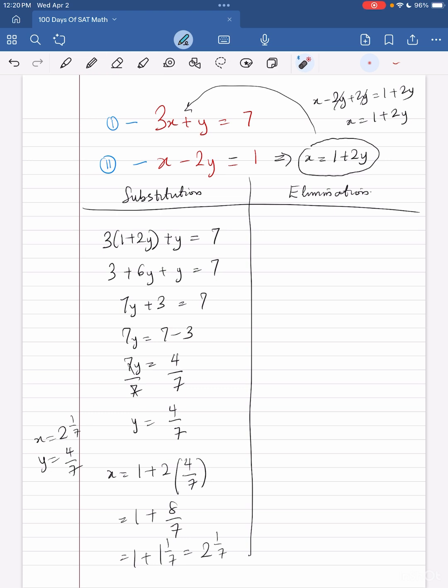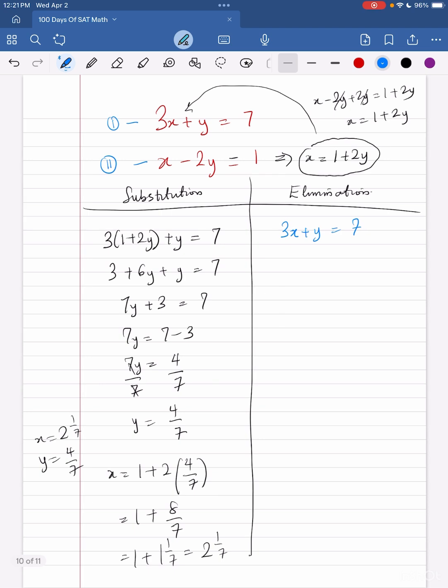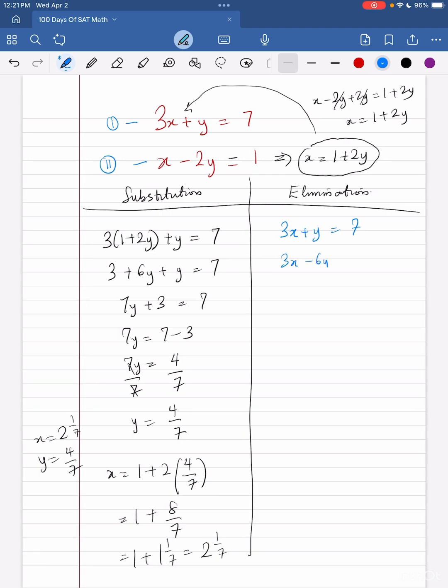So multiplying equation 1 by the coefficient of x in equation 2 gives us the same thing, because the coefficient of x in equation 2 is 1. So it's just 3x plus y equals 7. Then multiplying equation 2 by the coefficient of x in equation 1 gives 3x minus 6y equals 3. Okay? Now, if you notice, we have 3x and 3x here on top and bottom. To eliminate x, we subtract the second equation from the first, because 3x minus 3x equals 0.